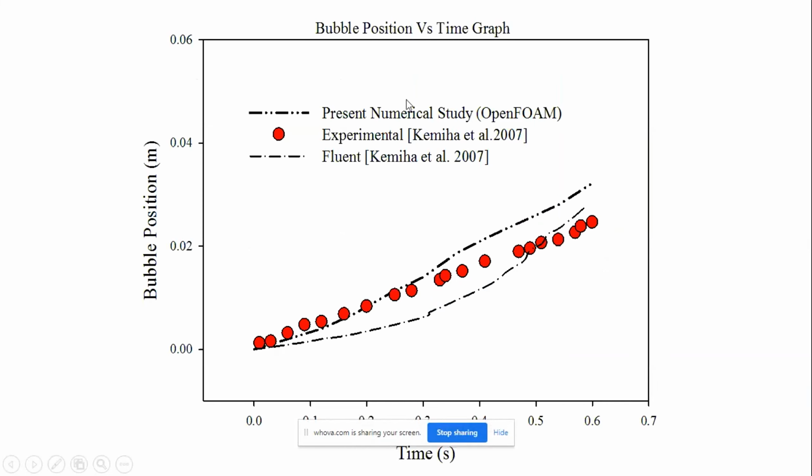This is the bubble position versus time graph. These are the experimental results, the commercial software package Fluent results, and these are the OpenFOAM results. We can see that in OpenFOAM there is a bit of discrepancy after a certain time step in the position versus time graph, and that needs to be checked by me more. But it gives a reasonably accurate result. We can increase the accuracy by modifying the solver. What needs to be modified is something I should explore later.